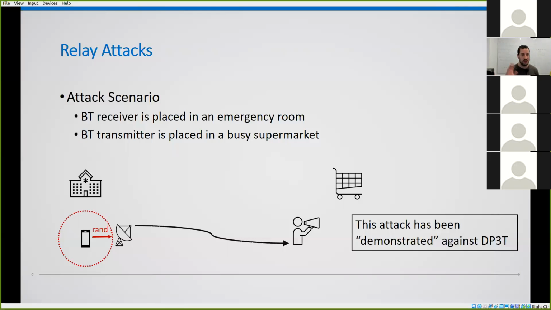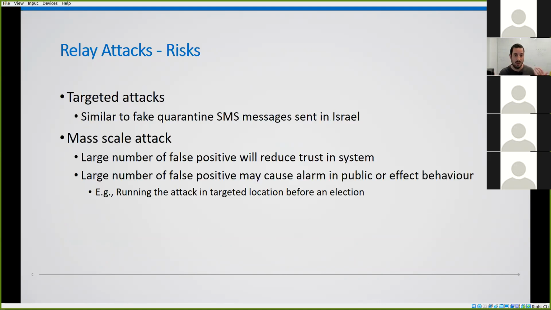And this attack, again, has been at least partly demonstrated against this CPT, and there are a lot of concerns raised about how this can be misused on a large scale. For example, we might have a very targeted attack. In Israel, there are cases of spouse abuse, where someone will send fake warning SMS messages to an ex-partner to try to cause them to go into quarantine. And again, because it's hard to get out of this quarantine, this is something that can really affect people's lives. And there's the possibility of mass scale attacks.